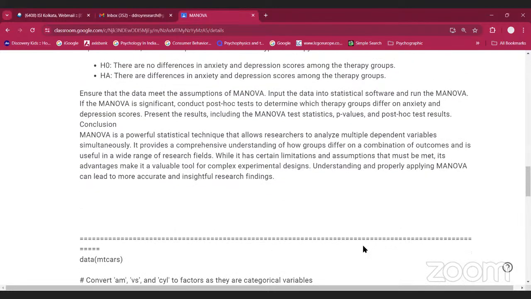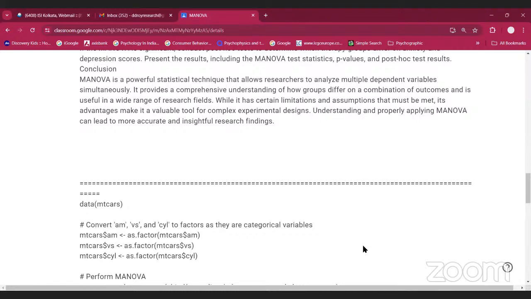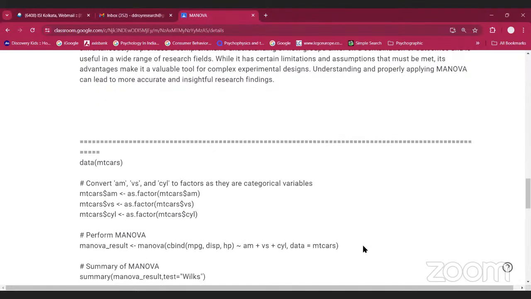Okay, now I am giving you one example. This is simple, for training purpose, because this is not good data, but I am teaching you only for training purpose. Convert am, vs and cyl to factors as they are categorical variables. This is the mtcars data, and mtcars$am as.factor. So all these three variables will be considered as factors. I have taught this earlier also.